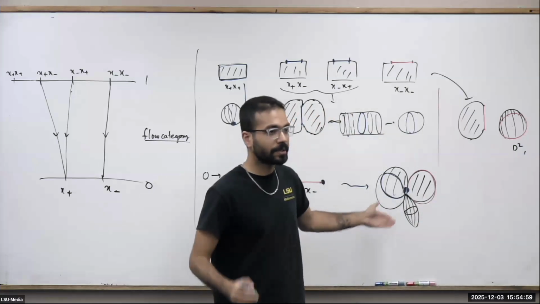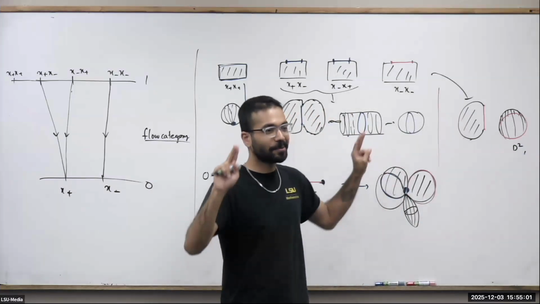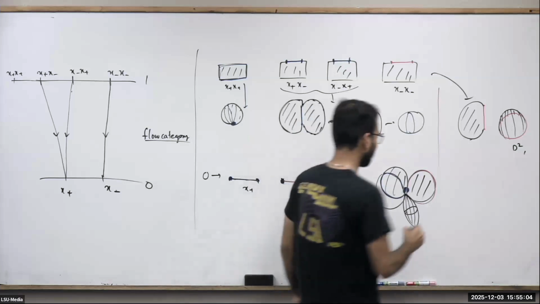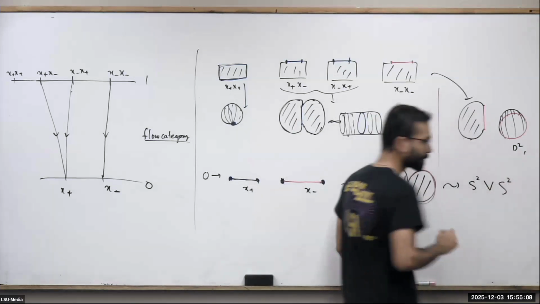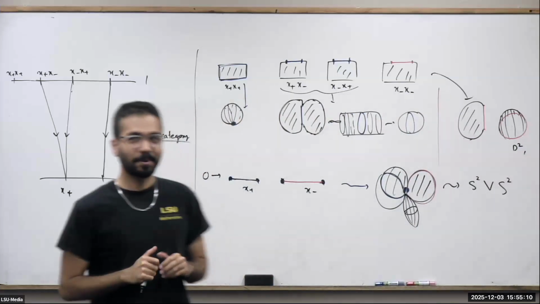So we got a topological space. This topological space is very simple. It's a wedge of two spheres. That's all it is. Right? It's a wedge of two spheres.